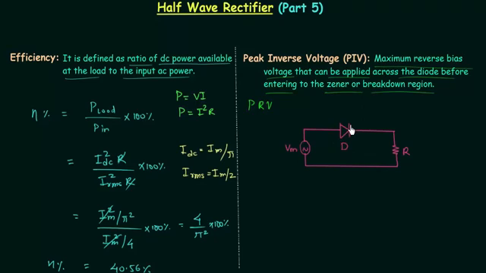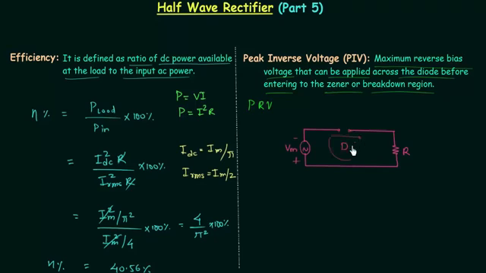and I will calculate the peak inverse voltage, and to obtain the PIV, the diode must be reverse biased. So this will be the polarity of input voltage, minus plus. P side is connected to negative terminal and N side is connected to the positive terminal. I will replace this diode with its equivalent model, and the equivalent model is open circuit.